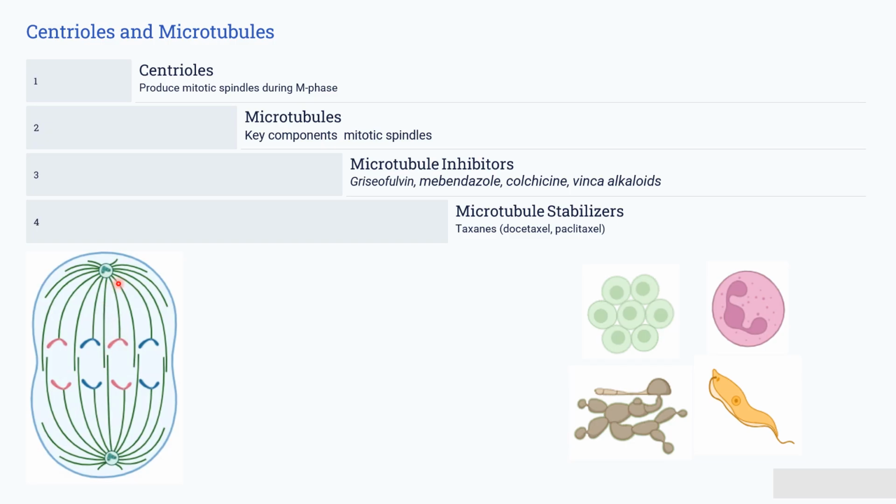So what are the microtubule inhibitors? There are 4 important microtubule inhibitors. See, I have drawn the diagrams. This is the cancer cell. So many anti-cancer drugs are microtubule inhibitors such as vinca alkaloids. This is the neutrophil: colchicine, which is an anti-inflammatory, and mebendazole and griseofulvin, anti-helminthic and antifungal. So all these are microtubule inhibitors. On the other hand, we have microtubule stabilizers, which are taxanes, which will stabilize the microtubules, thereby not allowing cell division and resulting in chemotherapy.